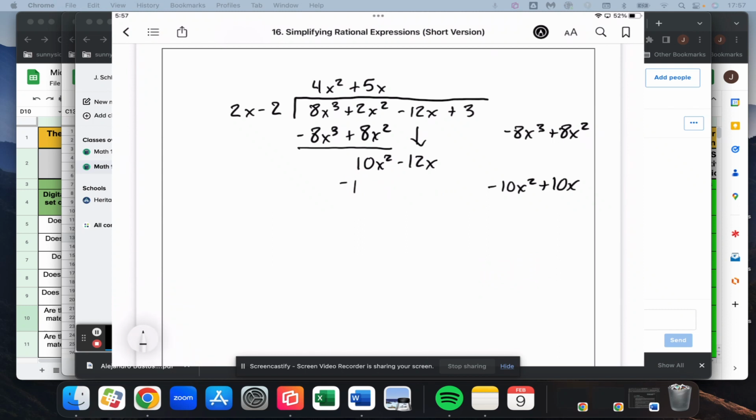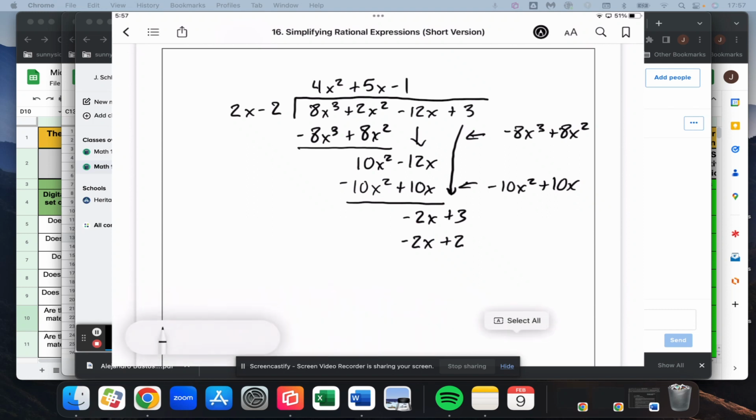So we will bring in our negative 10x squared plus 10x. And so again, I'm just replacing those with the ones that have the correct signs after we've distributed the negative sign. So negative 12x and 10x make a negative 2x. Bring down the 3. And 2 goes into negative 2x negative 1 times. Negative 1 times 2x is negative 2x. Negative 1 times negative 2 is plus 2.